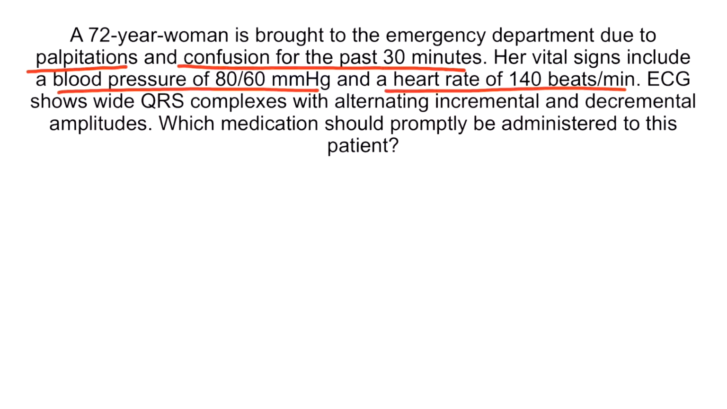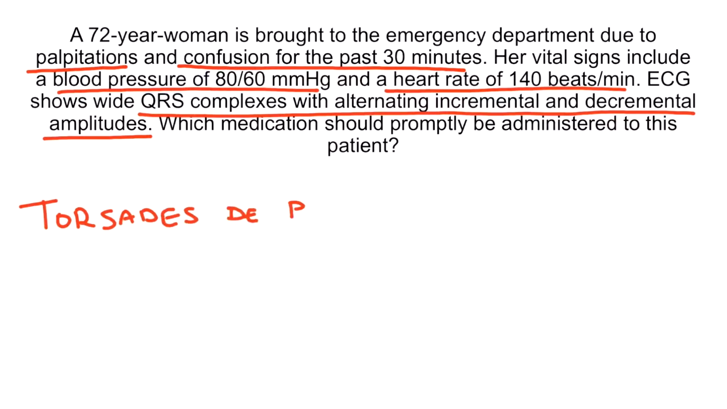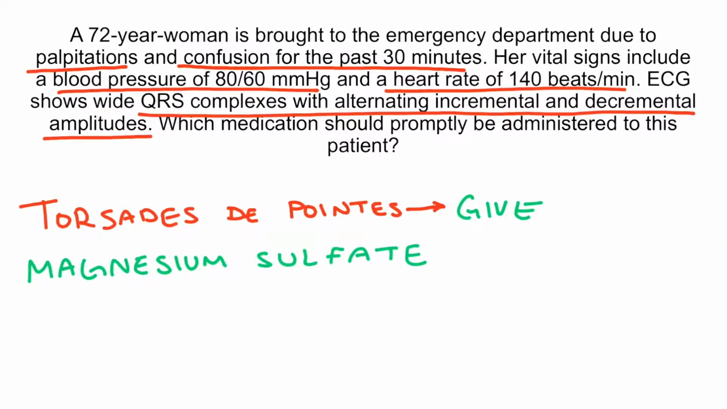ECG shows wide QRS complexes with alternating incremental and decremental amplitudes. This is a classic description of torsades de pointes, a subtype of polymorphic ventricular tachycardia. The medication that should be promptly administered to the patient with torsades de pointes is magnesium sulfate. Magnesium sulfate can terminate this arrhythmia.